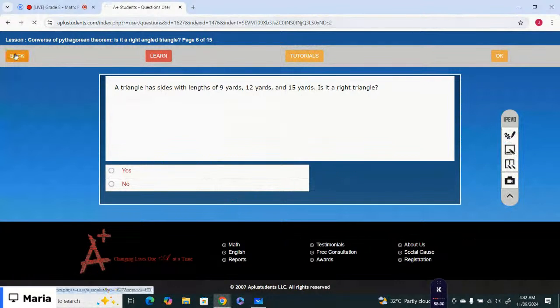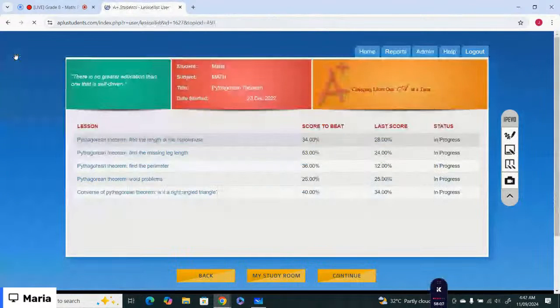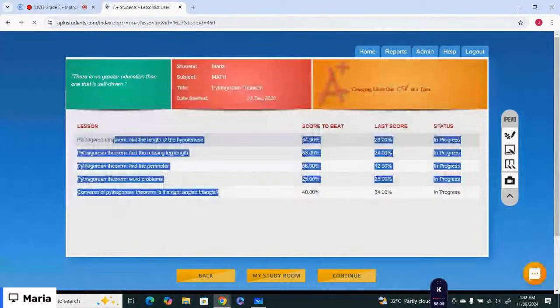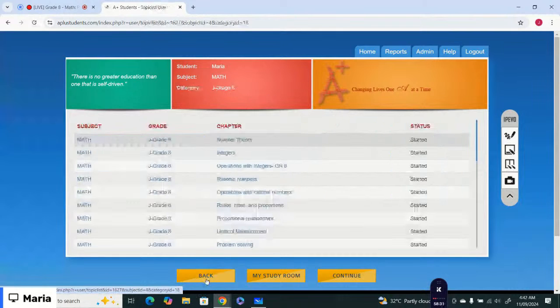So we were working on grade 8 math. The chapter we were working on is Pythagorean theorem. The lessons we have covered today are Pythagorean theorem, find the length of hypotenuse; Pythagorean theorem, find the length of the missing leg; Pythagorean theorem, find the perimeter; Pythagorean theorem word problems, which you can do on your own; and converse of the Pythagorean theorem, is it a right angle triangle? So please make sure before the next session you complete all the practice questions for the lessons we just did. That is your homework until the next session, right?